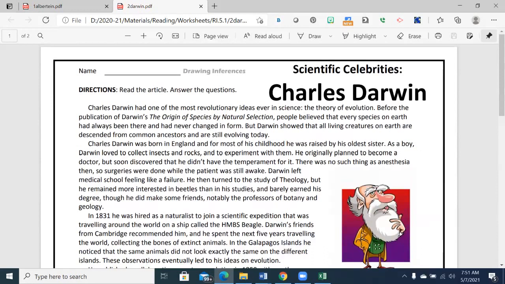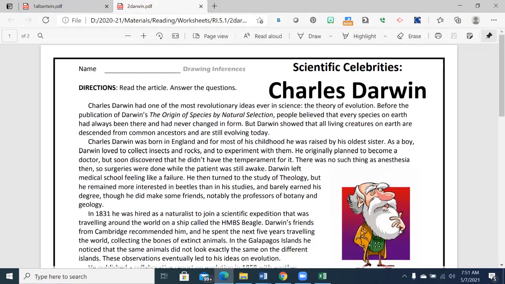Charles Darwin had one of the most revolutionary ideas ever in science, the theory of evolution. Before the publication of Darwin's The Origin of Species by Natural Selection, people believed that every species on Earth had always been there and had never changed in form. But Darwin showed that all living creatures on Earth are descended from common ancestors and are still evolving today.